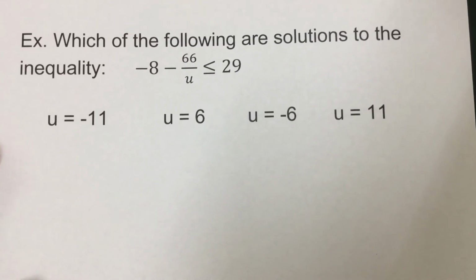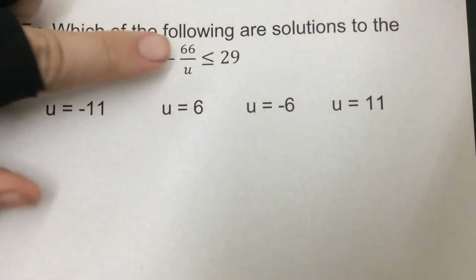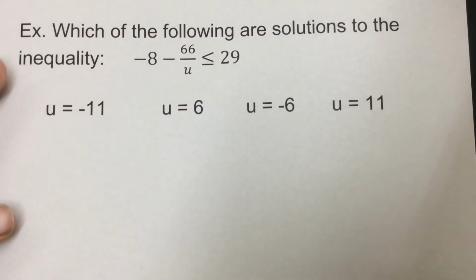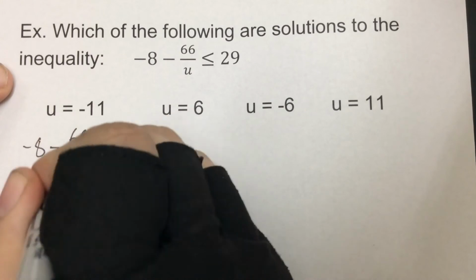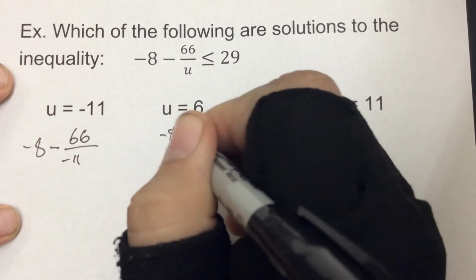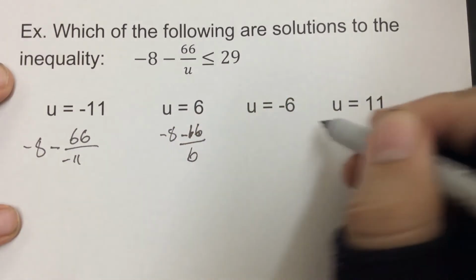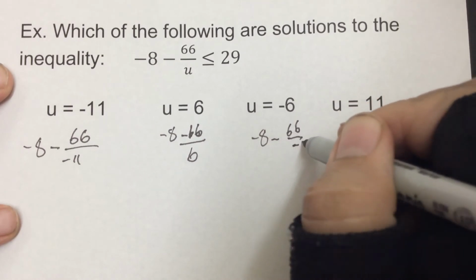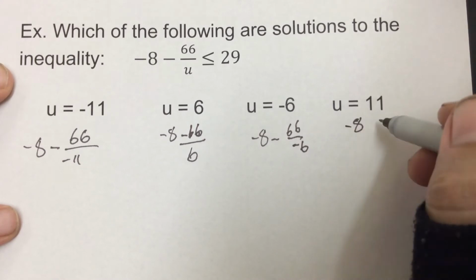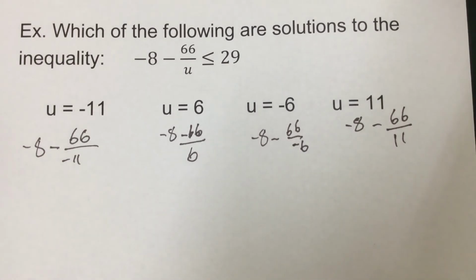So, same sort of idea, though. You're just going to replace each of these in for the variable. You're going to sub that in. So, if you think about it, this first one here would be like negative 8 minus 66 over negative 11. Here it would be negative 8 minus 66 over 6. This would be negative 8 minus 66 over negative 6. And this would be negative 8 minus 66 over 11. So that's really what you're doing. You're going to replace that in, and then you're going to work this out.